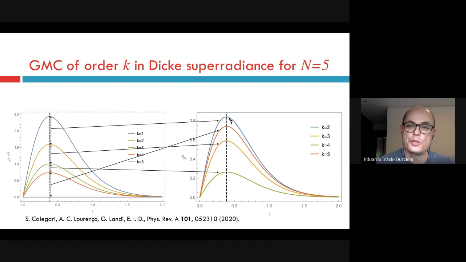The novelty here is that the genuine multipartite correlation of order 2 is the greatest one, followed by the genuine multipartite correlation of order 5. Observe that the genuine multipartite correlations of order 3 and 4 are smaller than the one of order 5. This is counterintuitive. Okay, this is unexpected. This means that 5 particles in a superradiant system are more strongly connected than partitions of 3 and 4 particles, okay?